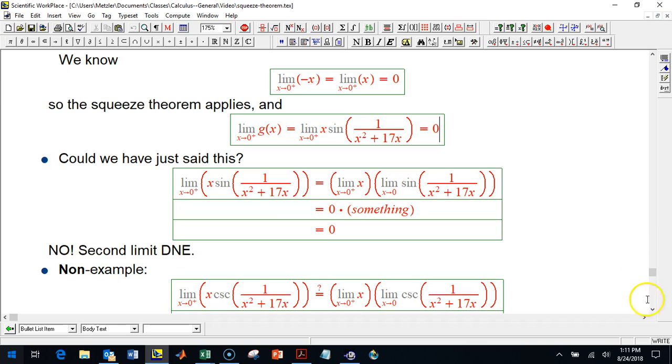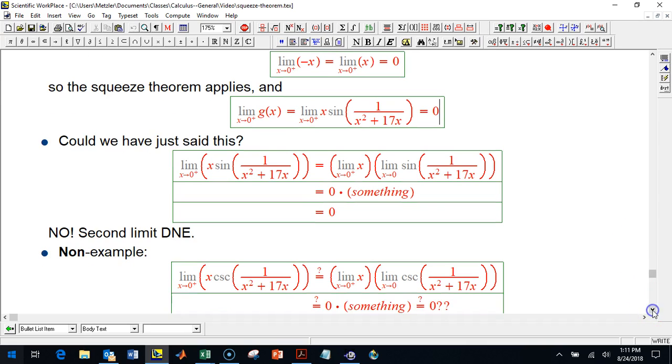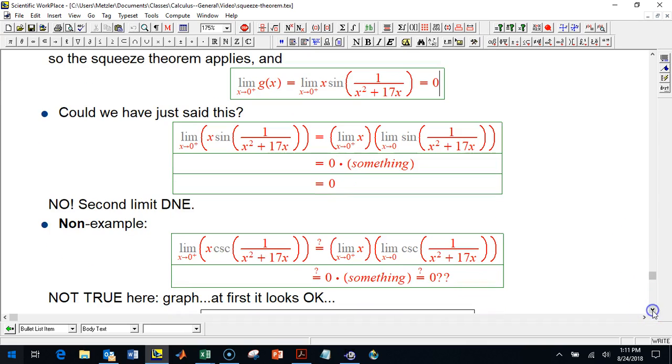So something Stewart points out that I like, and I want to give another example of, is a pitfall. If you've never heard of the squeeze theorem, or you don't want to use it, you could be like, no, it's way too complicated. The limit of a product of two things should be the product of the limits. Okay, limit of x times sine blah blah blah is limit of x times limit of the sine. Limit of x is clearly 0, which is a fact that we actually just used, times, yeah, whatever.